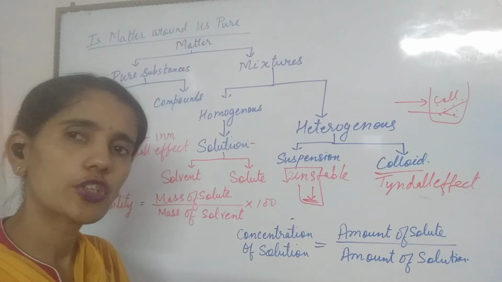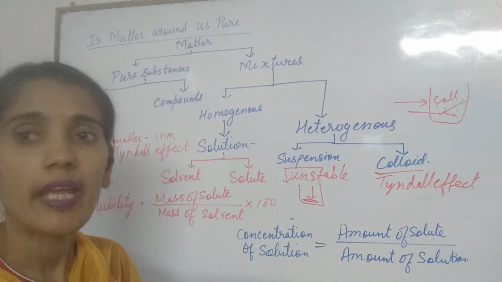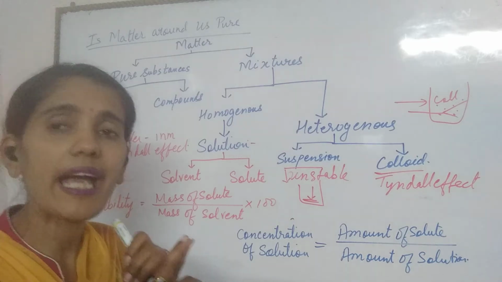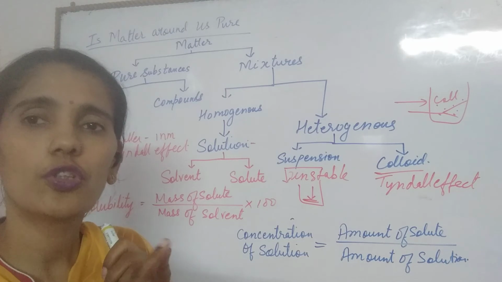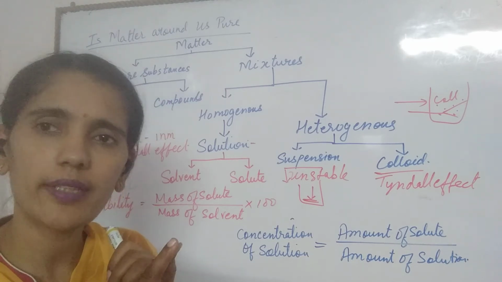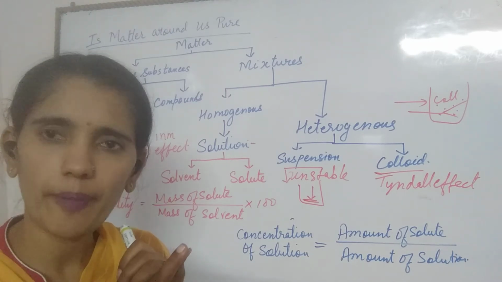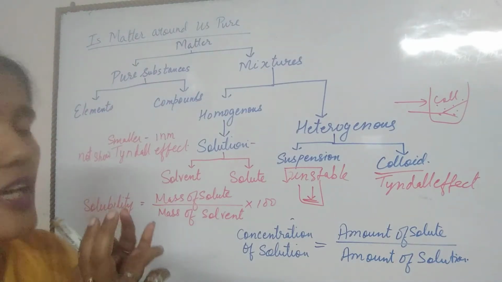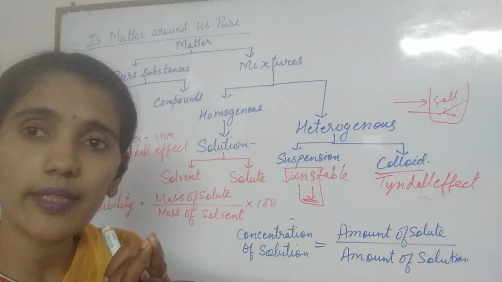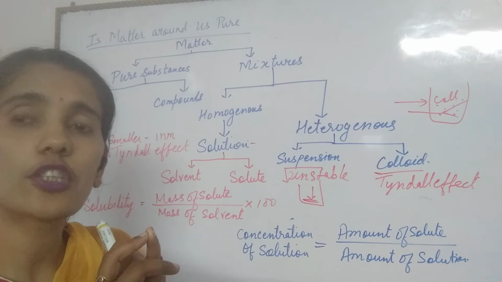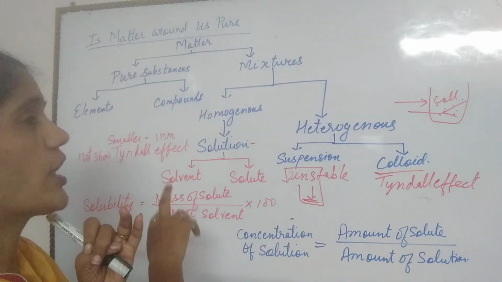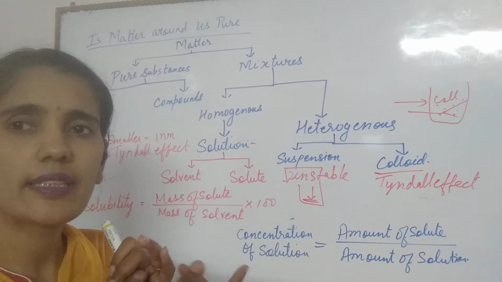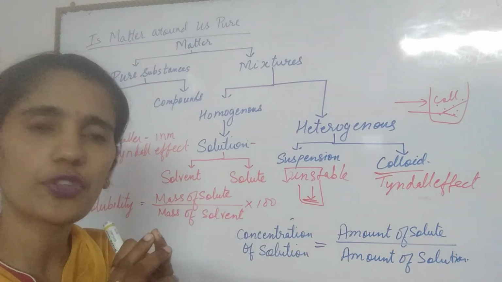Now, solutions are of different types depending, first, on the physical state of solute and solvent. First type is where solute and solvent are both solid. We can take the example of alloy. Second is where solute is solid and it is dissolved in liquid, solid in liquid, like I just gave the example of sugar solution.